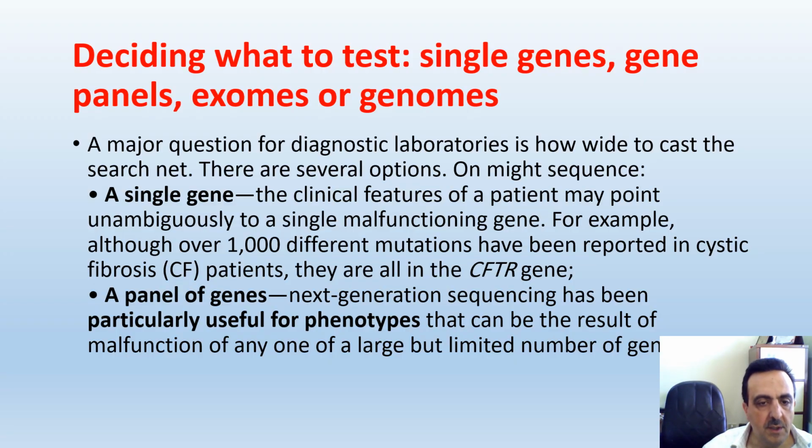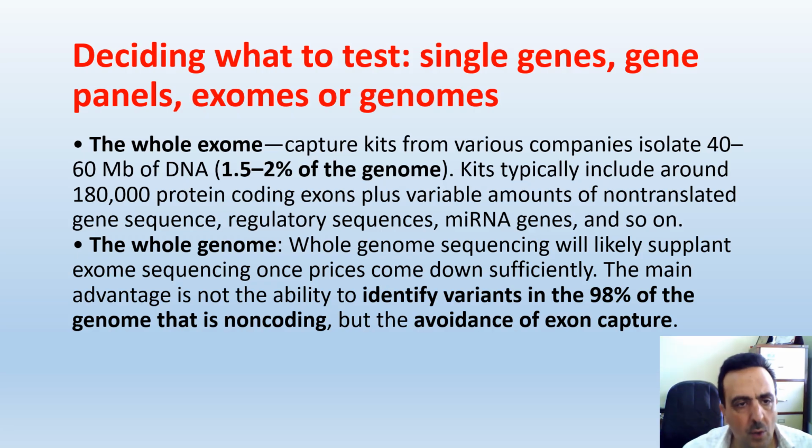We can use a panel of genes when the clinical diagnosis of the patient is not clear, but we have a phenotype. For example, if we have a patient with myopathies or muscular dystrophy and the clinical diagnosis is not clear, we can use this test, a panel of genes, in order to diagnose the disease and detect the causing mutation. We use whole exome sequencing if the clinical diagnosis is not very clear or the clinical symptoms of the disease are not very compatible with any syndrome that we know.